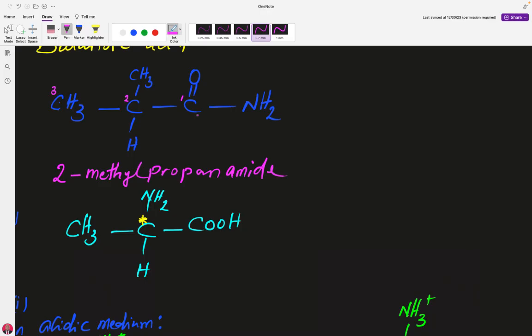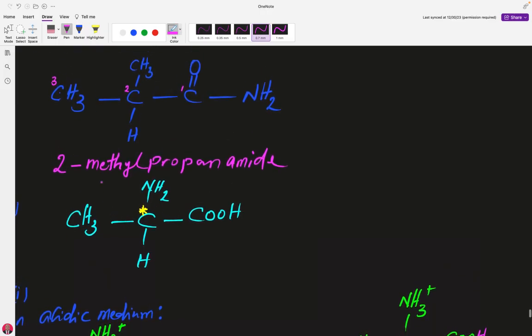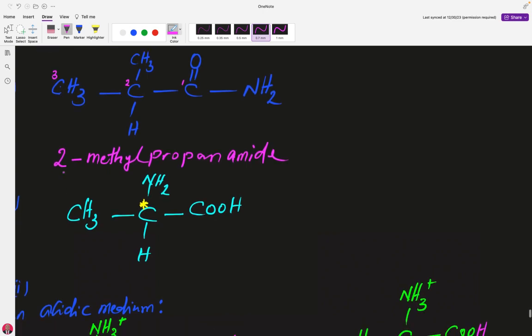The chain is 1, 2, 3. There are 3 carbon atoms. So the systematic naming for that compound that was given, according to the IUPAC, is 2-methyl propanamide. Propan because it is a 3 carbon amide. So that is the systematic name for it.